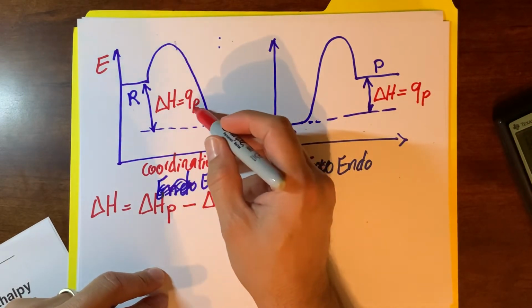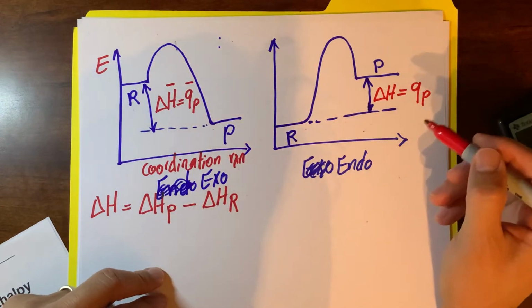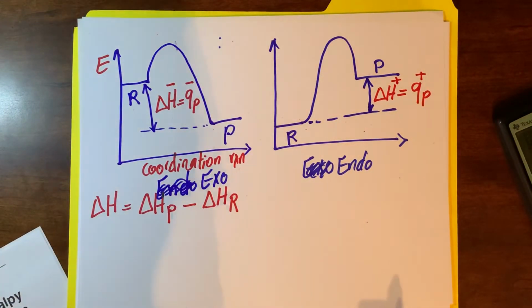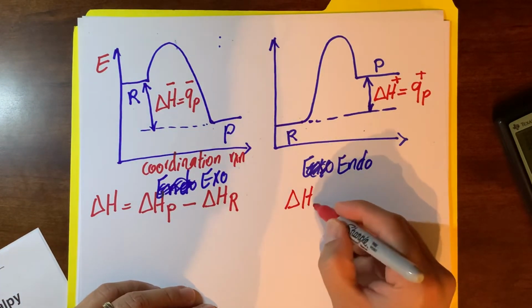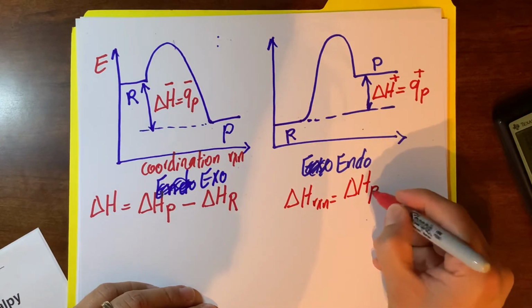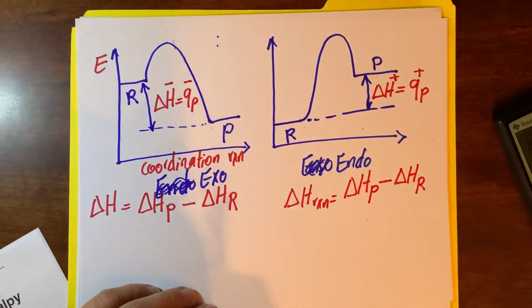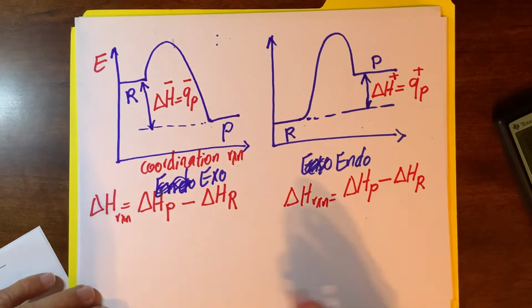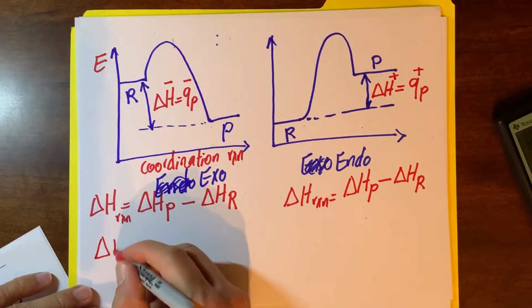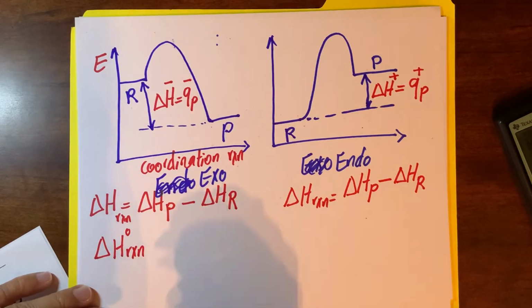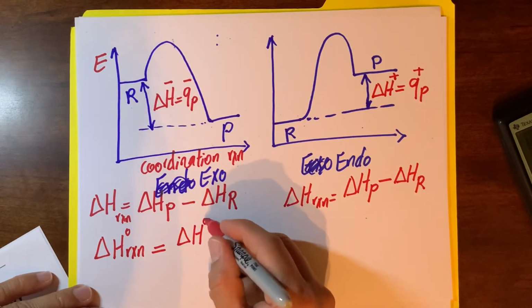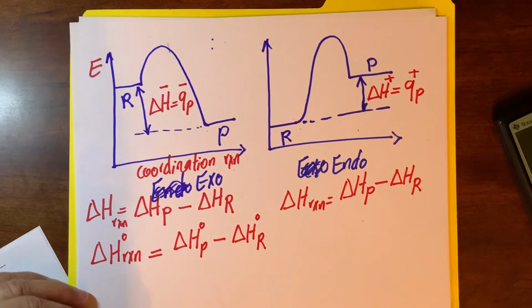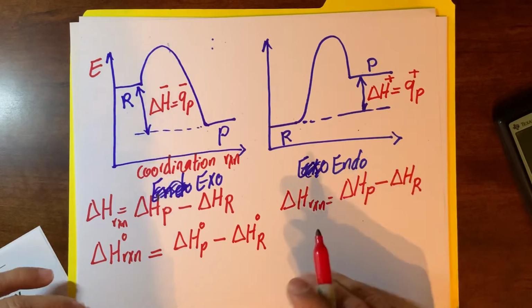For exothermic, delta H is negative, so heat will be negative. For endothermic, delta H is positive, so heat will be positive. And again, delta H of the reaction is delta H of product minus delta H of reactant. If I use standard condition, delta H of the reaction under standard condition equals delta H of the product under standard condition minus delta H of the reactant under standard condition. You can do the same for the endo reaction; the formula is going to be the same.